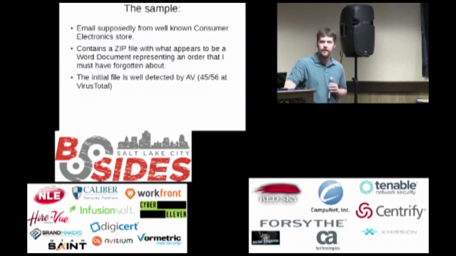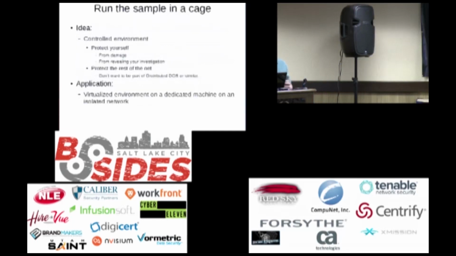So the sample that we're going to take a look at is just an email from a well-known consumer electronics store. It had a zip file attached to it. I opened the zip. Looked like a Microsoft Word document. Of course, it wasn't. It's well detected by AV. So I guess the key of this is I don't think this is anything super special. Hopefully, you're not expecting any crazy malware. But nonetheless, it will allow us to show some of the concepts that are applicable to more advanced malware analysis.